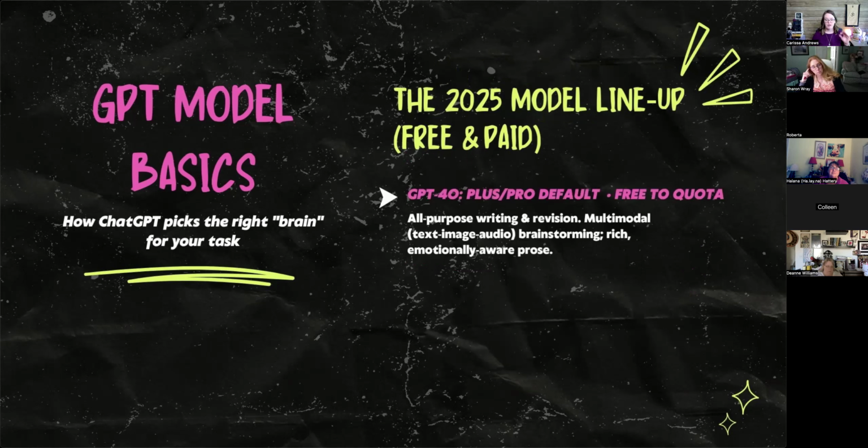All right, so as of right now, which is May 2025, this is the model lineup. We're going to go through them one at a time so that you have some information about each. GPT 4.0 is available for Plus and Pro. It's the default, like we said. It works best for all-purpose writing and revision.